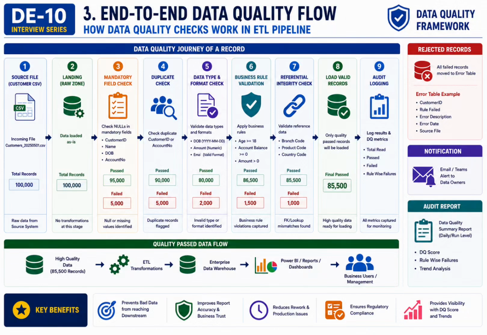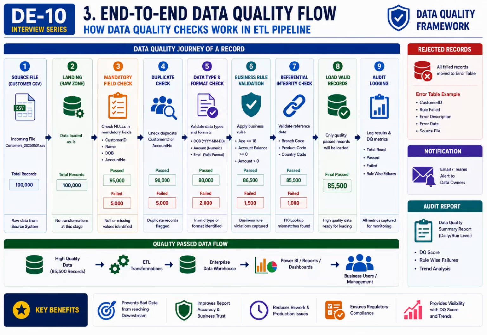After that, business rule validation checks rules such as customer age must be greater than 18, account balance cannot be negative, loan amount should be greater than 0. These are examples for the validation. Then the referential integrity validation verifies that branch codes, product codes, and customer IDs exist in reference tables.